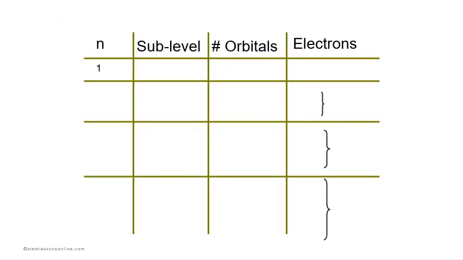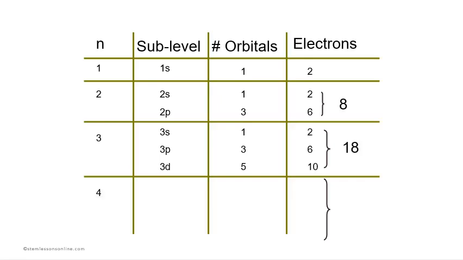To summarize, the first energy level has only the s orbital and can hold a maximum of 2 electrons. The second energy level has s and p orbitals and can hold a maximum of 8 electrons. The third energy level has s, p, and d with a total of 18 electrons, and the fourth energy level has s, p, d, and f with a total of 32 electrons.